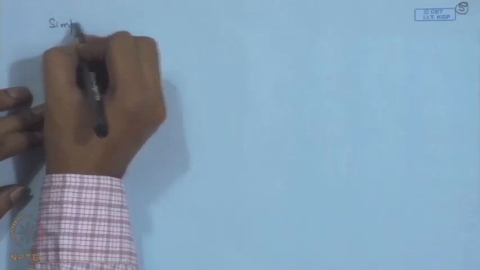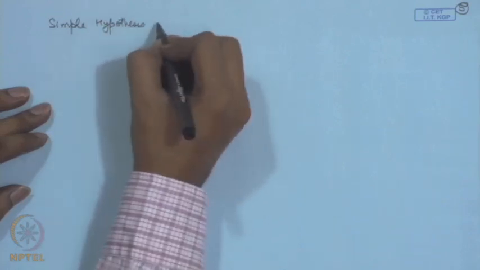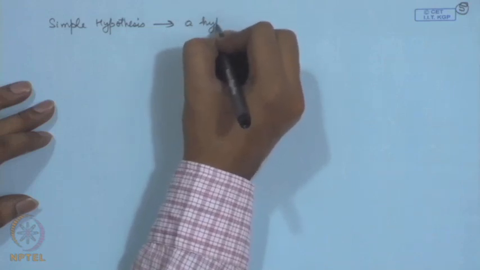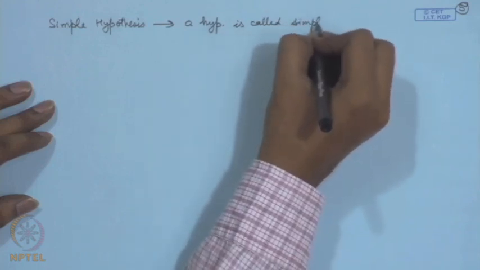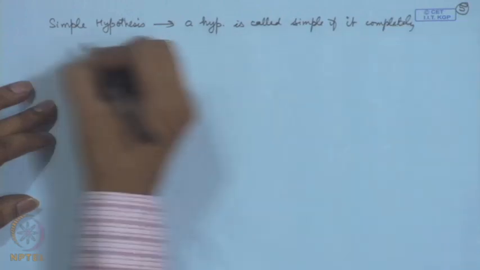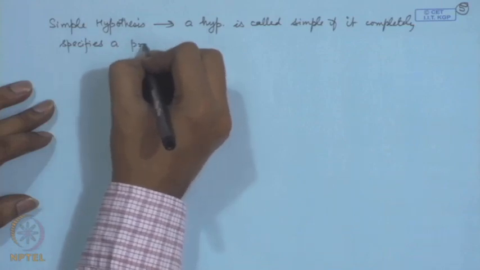Now, the tests have been derived based on certain classification. The simplest classification is about a hypothesis which is called a simple hypothesis. A hypothesis is called simple if it completely specifies a probability model.